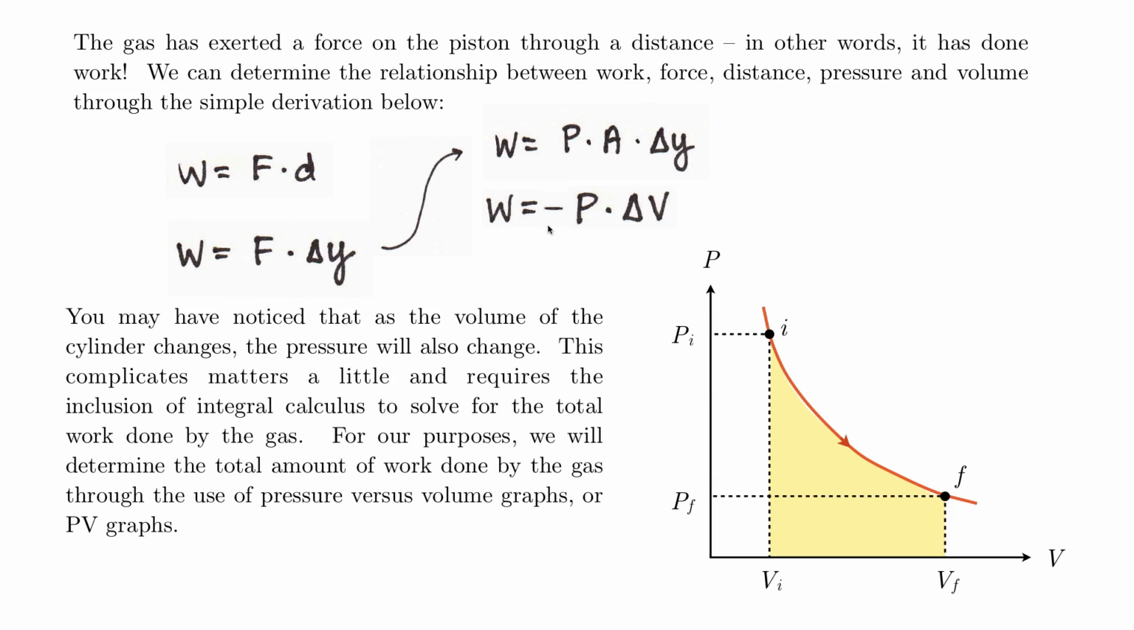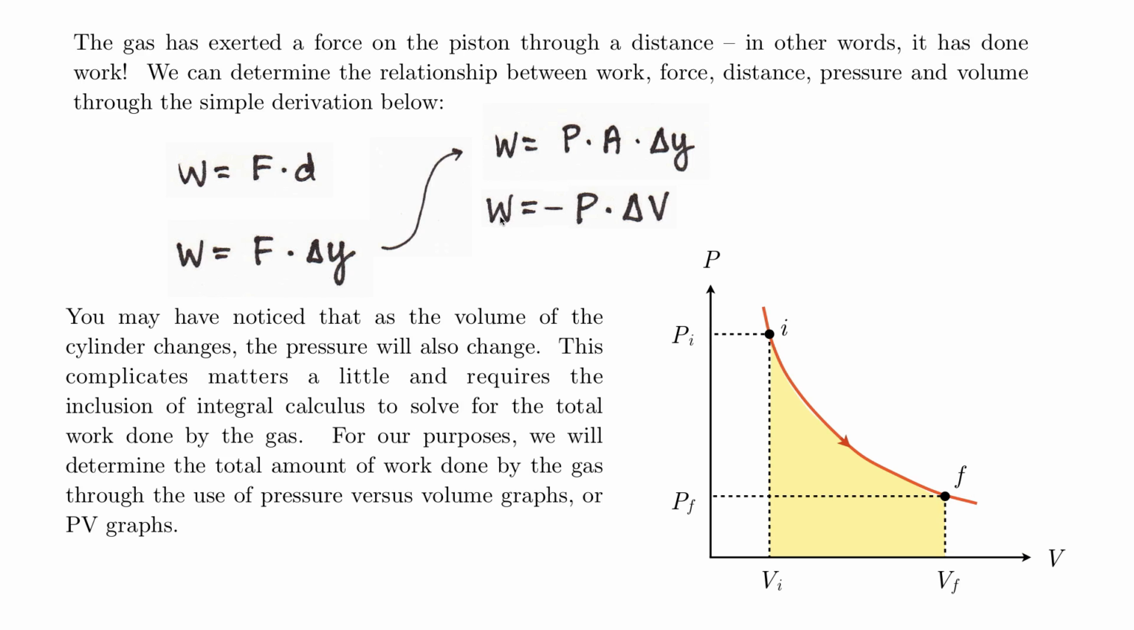But there's a little bit more to this story than simply saying that work is equal to pressure times the change in volume. Because you may have noticed that as that gas pushes the piston upwards, the volume of the cylinder changes, which is expressed right here, but the pressure also changes because that gas spreads out. And that complicates matters a little bit. In fact, if we were to graph pressure versus volume, at the initial volume we'd have some pressure, but then as the volume expands, the pressure would decrease. And so we might have something that looks like this.